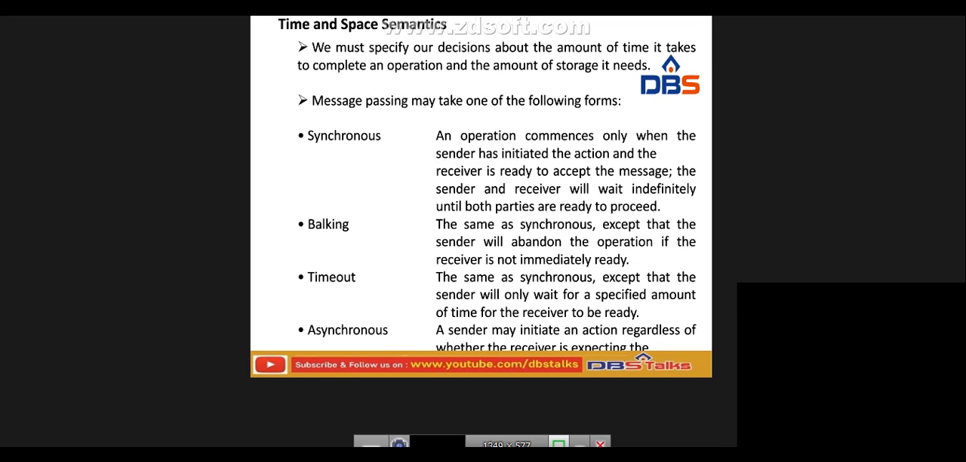So in message passing we have to assign four things. The first one is synchronous, that means the sender and the receiver receive the messages at the same time. In blocking, the sender will send and the receiver does not immediately reply. In timeout, the sender waits for some time, and in asynchronous, the sender initiates an action but does not wait for the receiver. These are the message passing operations: synchronous, blocking, timeout and asynchronous.